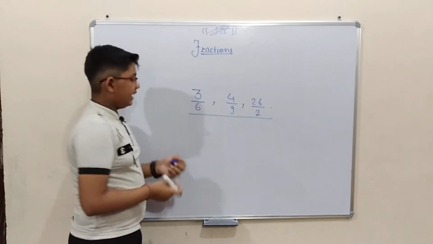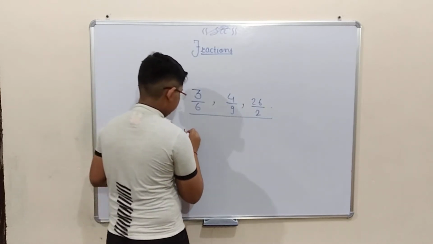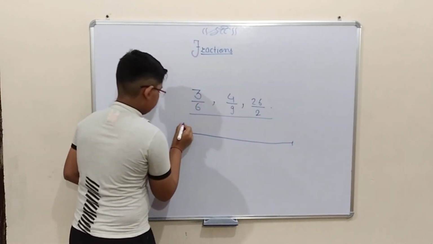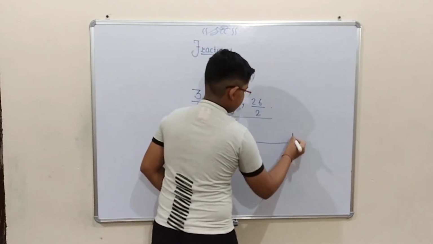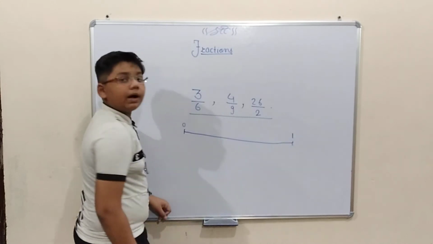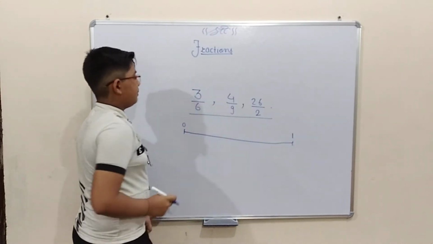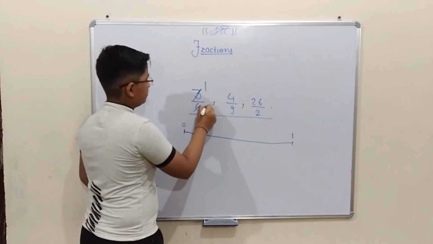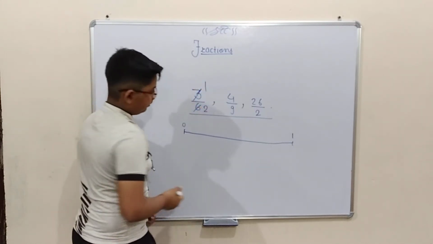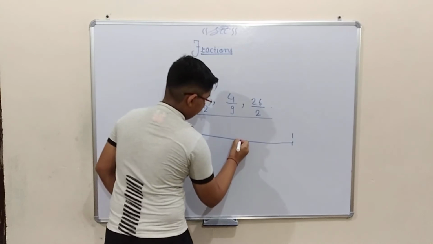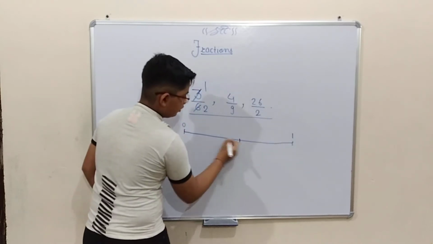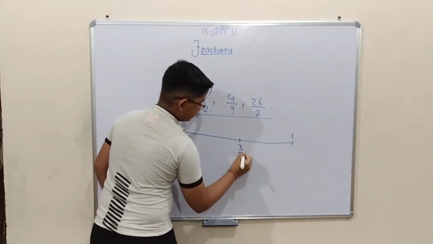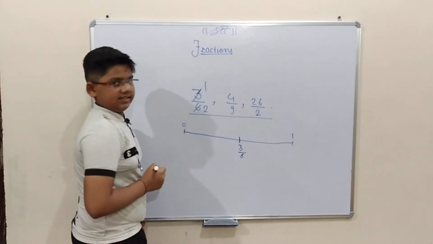Fractions lie on the number line also. Suppose I have a number line like this, this part is 0 and this is 1. This is the 0 to 1 part of a number line. Where does 3 by 6 lie? If we simplify 3 by 6, 3 times 1 is 3, 3 times 2 is 6, so 1 over 2. That means it is half of it, 2 parts, and this is the first part of it. So this point will be 3 by 6.